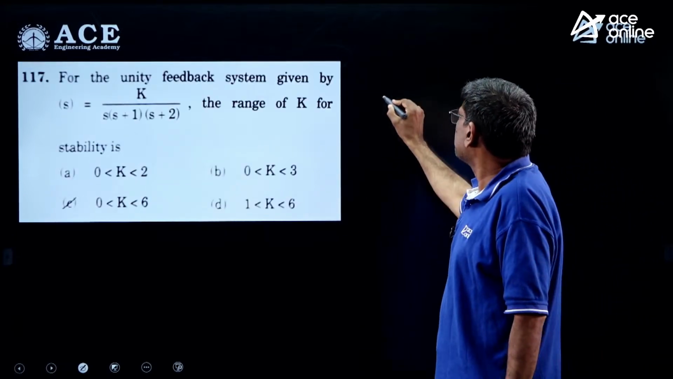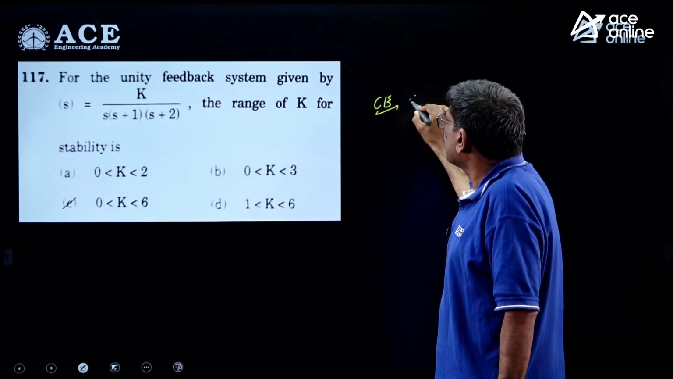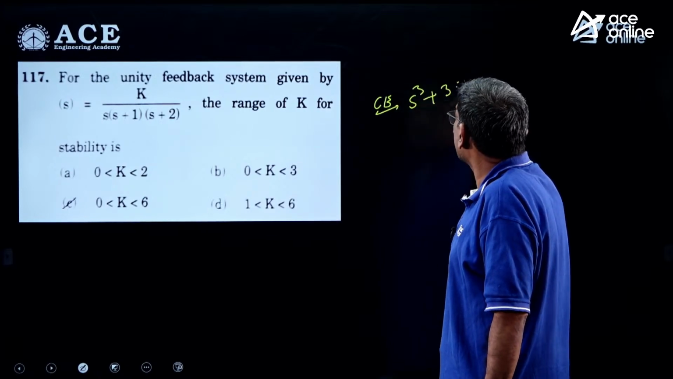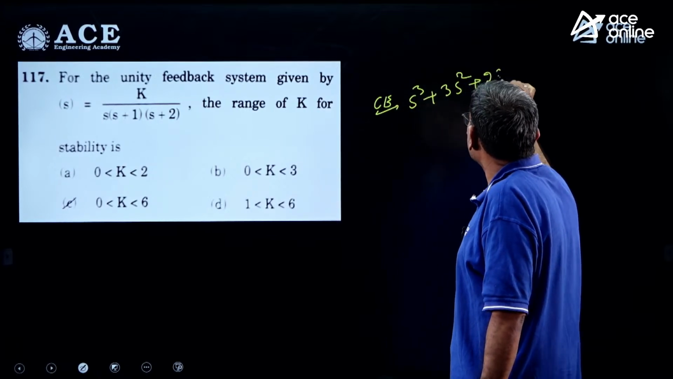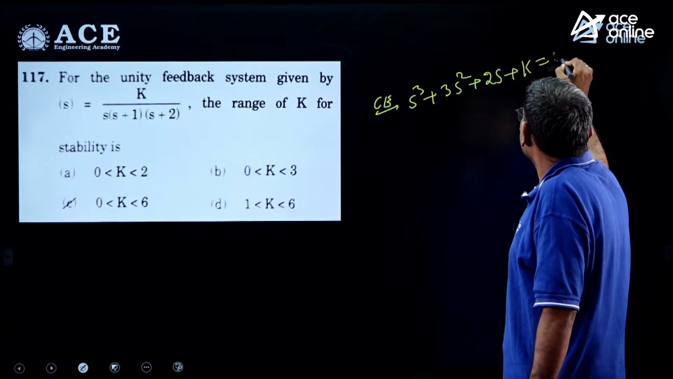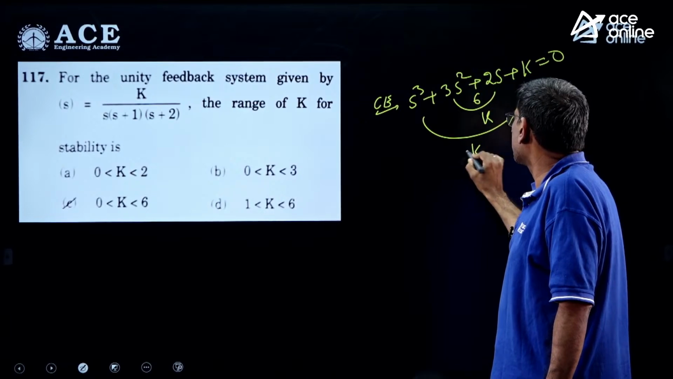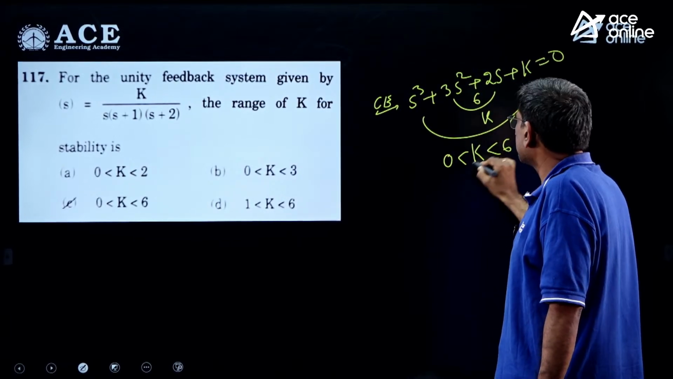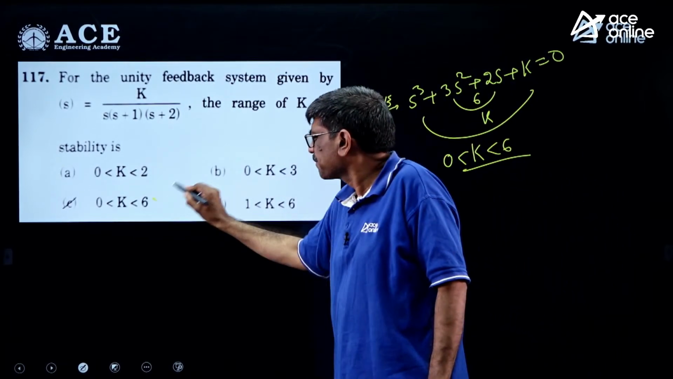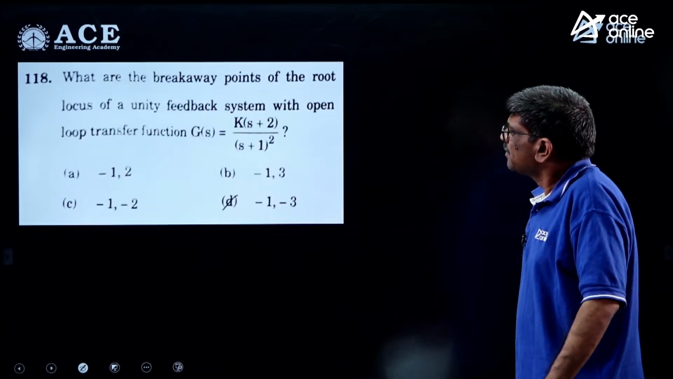Next, range of k. Simply, the characteristic equation is s cube plus 3s square plus 2s plus k equal to 0. So simply, internal product 6, external product k, simply k greater than 0 and less than 6, the system is stable, option C.